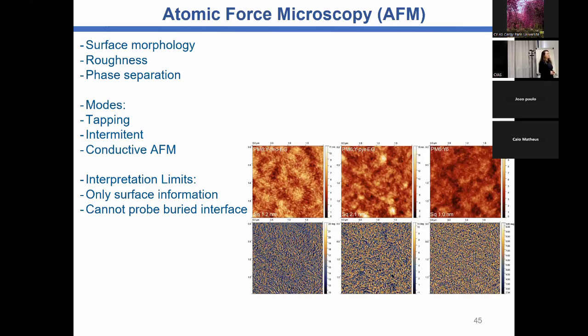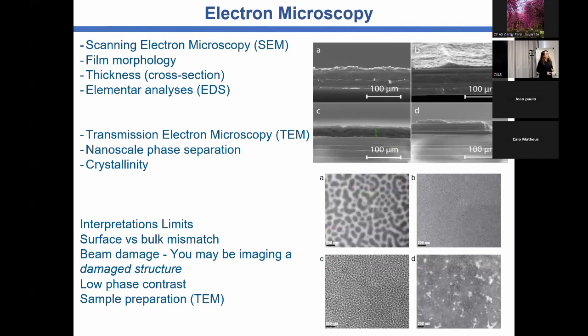But there is some information, only the surface we can measure. So this is a measurement of the surface because of van der Waals interaction. It cannot probe buried interfaces. Electron microscopy, in general, we have scanning or transmission. Electron microscopy, scanning electron microscopy for organics.